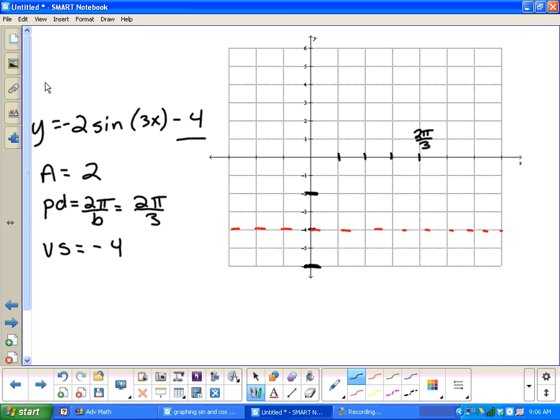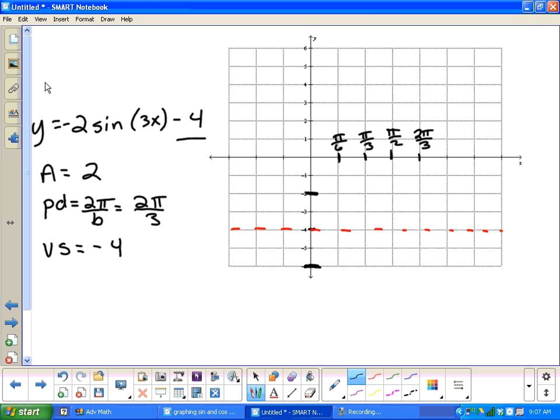What's half of 2 pi over 3? 2 pi over 6, which would be pi over 3. And then half of that would be pi over 6. So we're counting by pi over 6: pi over 6, 2 pi over 6, and this one would be 3 pi over 6, which is pi over 2.